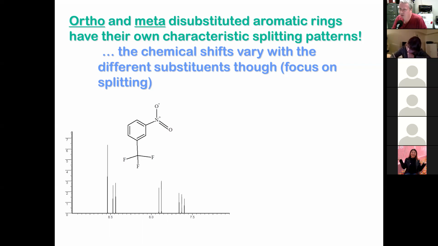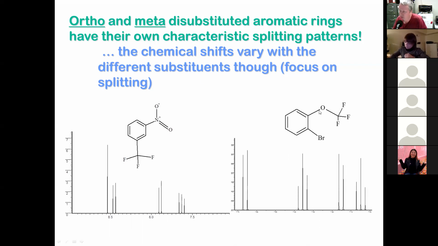What's the other one? It's ortho. Ortho means you've got two things that are next door to each other. And what is the splitting for ortho? Okay, what are these guys going to be, the top and the bottom? How many neighbors are on the top? How many neighbors on the bottom? There's one neighbor each, right? So what's the splitting of the top and the bottom? They're both going to be doublets. That's right. Doublet, doublet.